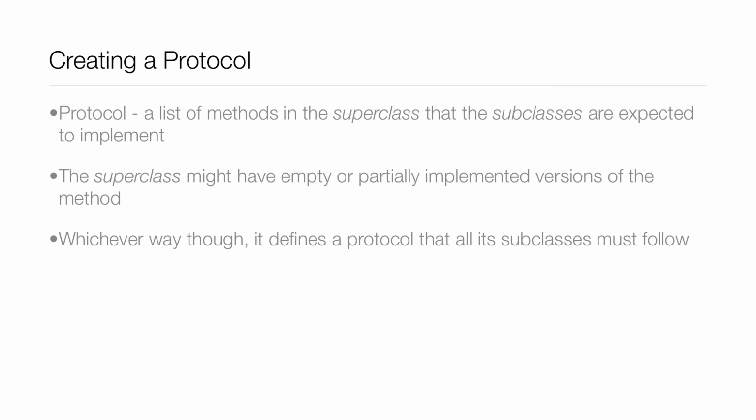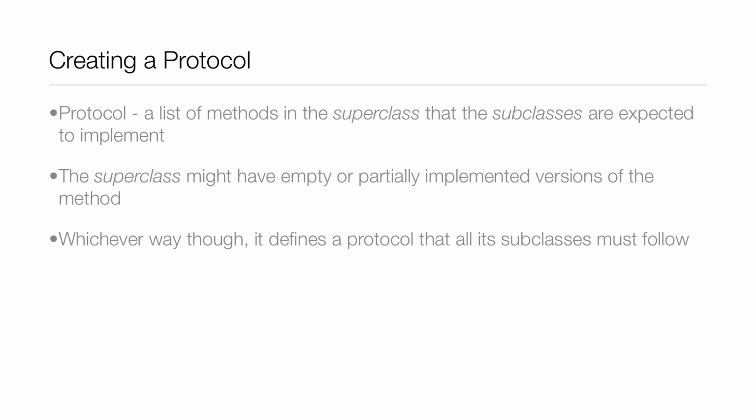Now, creating a protocol. Well, what is a protocol? A protocol is a list of methods in the superclass that these subclasses are expected to implement. Now, the superclass might have empty or just partially implemented versions of the method. It might have an empty version of the method if, in our case, there's two methods because there's these two subclasses. If there's no common functionality, we could still create a protocol by having that spend method in that transaction class. But if there's no common functionality, it would just be empty because there's nothing in there. There's nothing common between the two that they would both need to inherit.